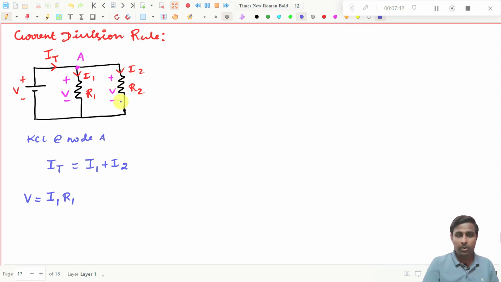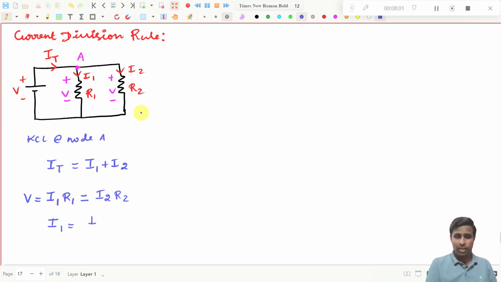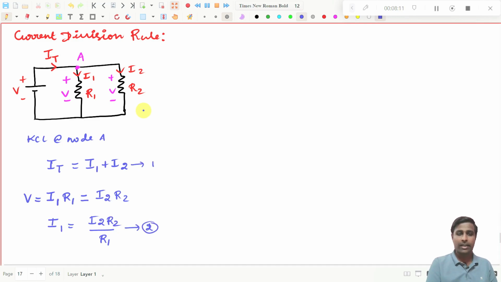And what is the voltage across this R2 resistance? That is also V. So what I can write? V is also equal to I2 into R2. Right? Now what you do? You keep this I1 on one side and bring R1 to the other side. Let it be equation number 2 and let it be equation number 1. Now you just substitute expression number 2 in 1.